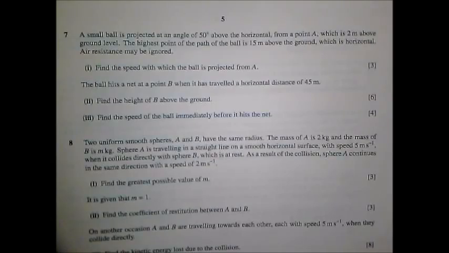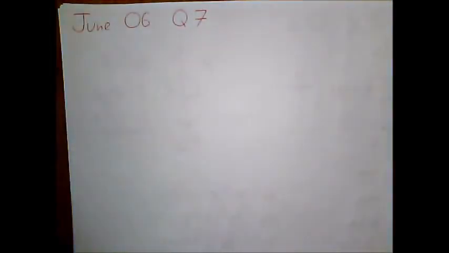So we have a particle that's projected at an angle of 50 degrees above the horizontal from a certain point, which is 2 meters above ground level. We're told that the highest point of the path of the ball is 15 meters above the ground, and that air resistance may be ignored. We want to find the speed with which the ball is projected from A. Okay, so let's model what we know.